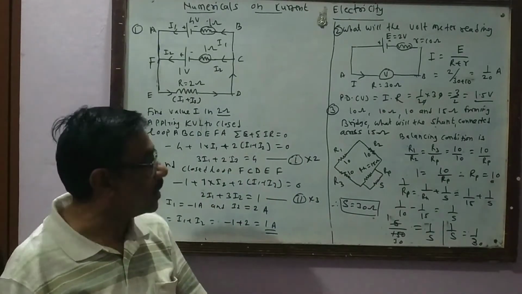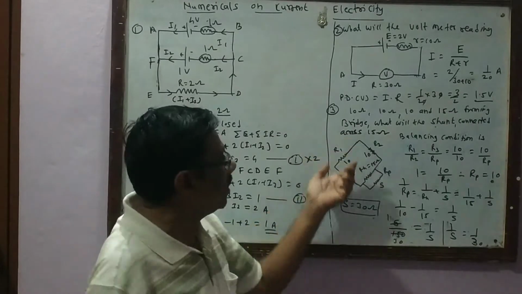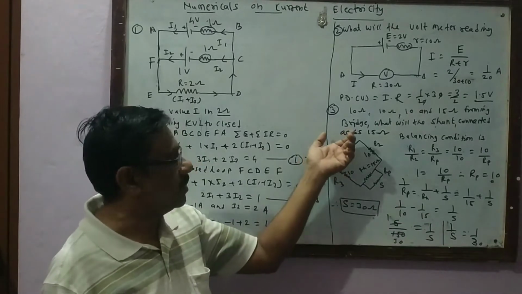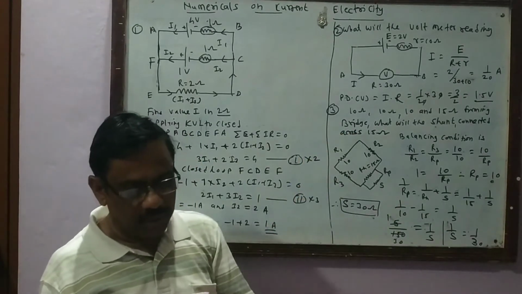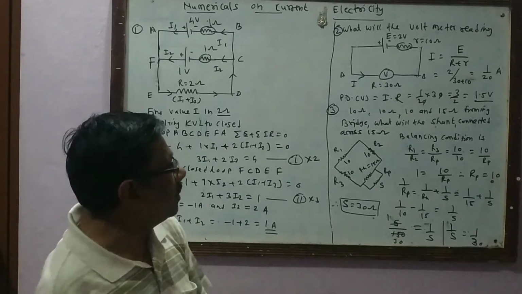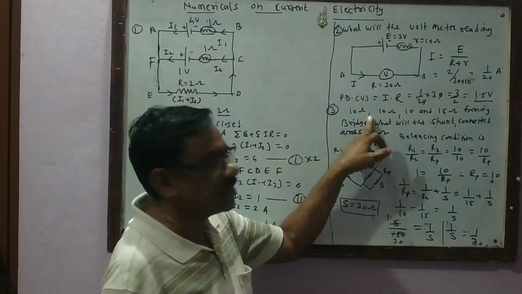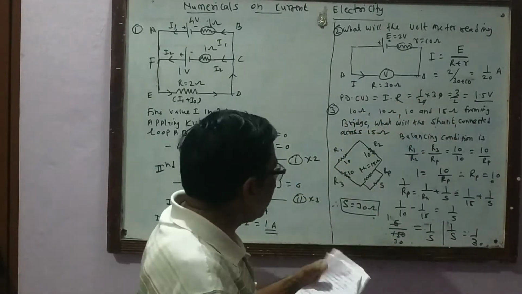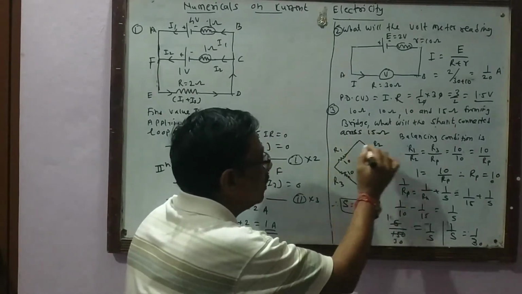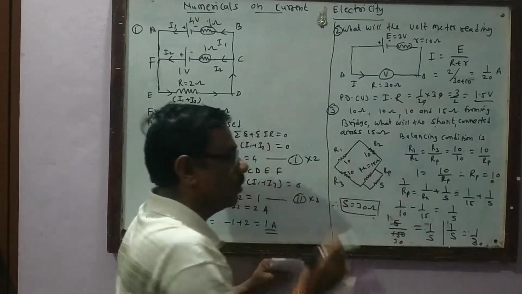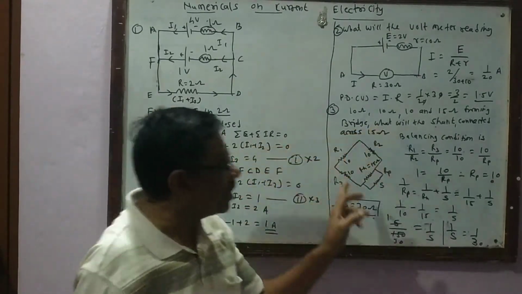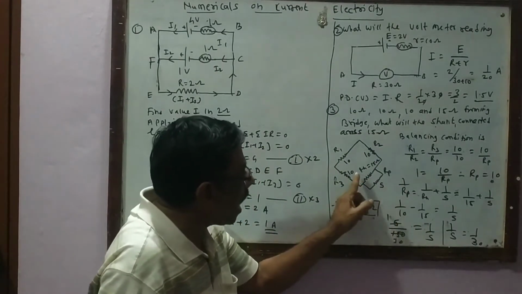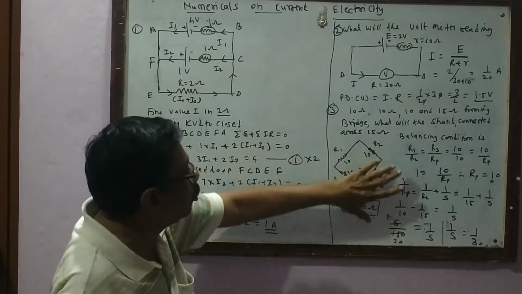Now let us see the third exercise. This is one of the multiple choice questions given in the exercise of current electricity, problem number 4 in the multiple choice questions. Here the four resistances 10 ohm, 10 ohm, 10 ohm and 15 ohm are forming a bridge like this: R1, R2, R3 and R4. And what is our question? What will be the shunt resistance which is connected in parallel with the 15 ohm resistance in order to balance the bridge?